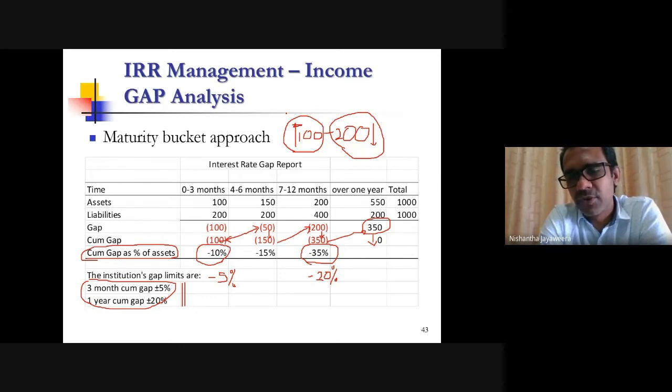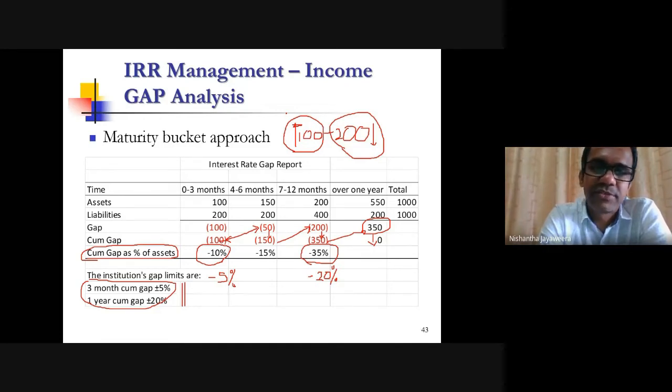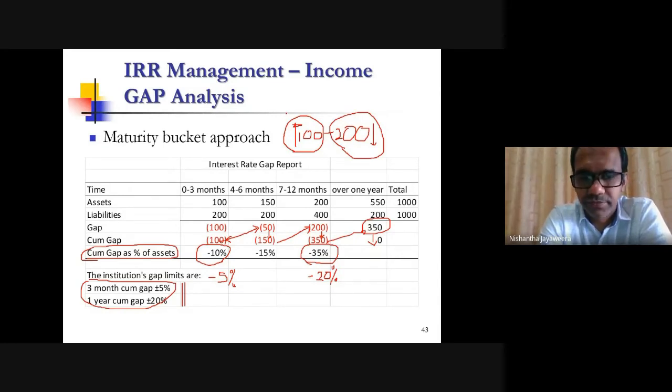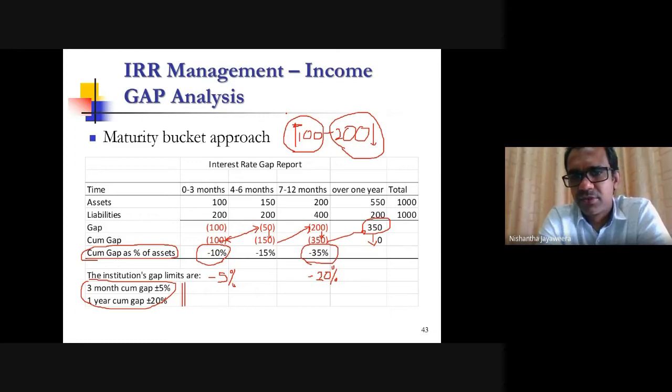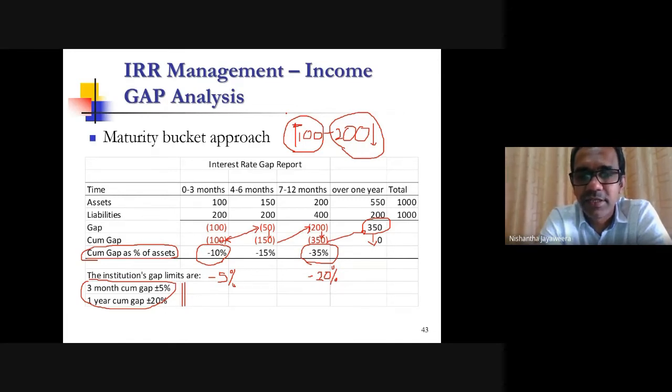Or there's one more possibility. Or use a derivative transaction like a swap. I think you discussed how to do this in asset and liability management, so I'm not going to discuss that here. Just wanted to highlight this. These are the things that you have to consider, and by looking at this, you should be able to assess the impact on the net interest income.